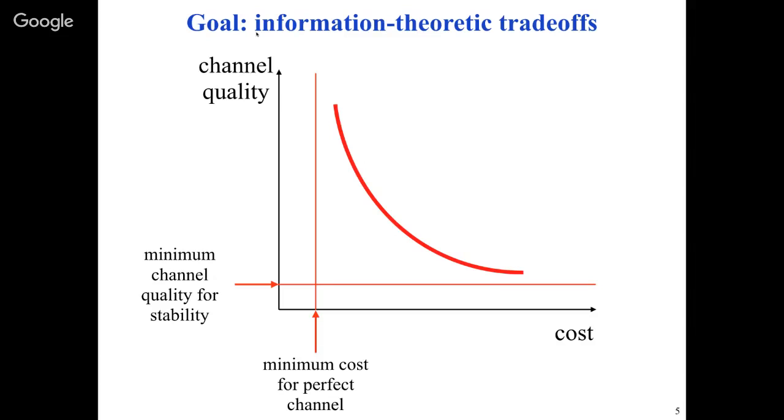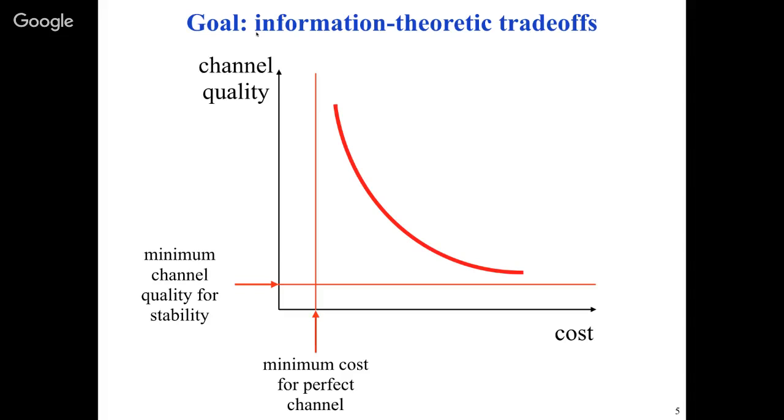And then we might also be interested in the asymptotes. These two asymptotes that you see here: the vertical asymptote is the minimal cost for a perfect channel, which is under the purview of control theory. Control theory knows very well how to understand that. The other asymptote, the horizontal one, is the minimal channel quality for stability, and stability means any bounded cost. To achieve any bounded control cost, you need a channel that can send at least that many bits per channel use.